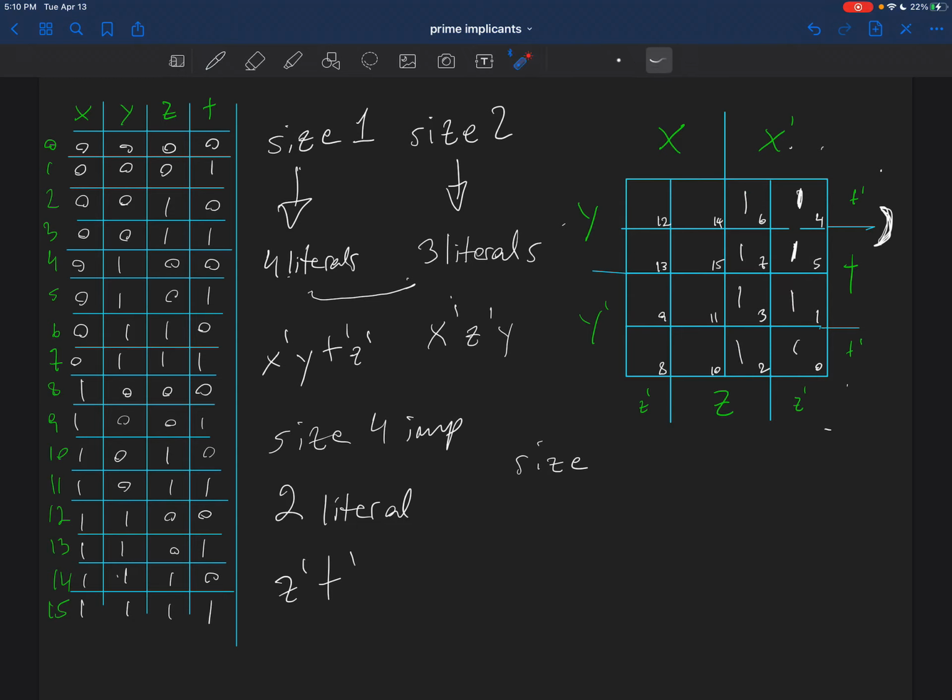Size 8 is this whole chunk. That's x prime for sure. Vertically it crosses over, so you cancel these out. And it crosses over with the z's. So that's just x prime. So a size 8 implicant is just 1 literal. And by the same logic that we did before, it should work out. You could test it yourself.